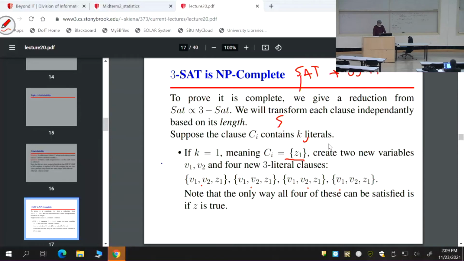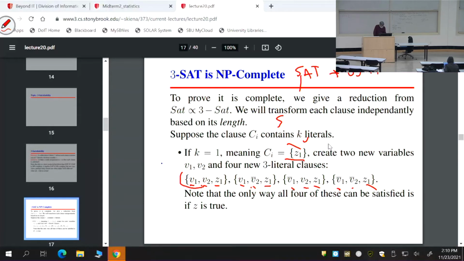What I'm going to do is turn this one clause into 4 3-element clauses. I'm going to make up 2 new variables. I'm going to call them V1 and V2, if that's to be catchy. And my 4 clauses are going to be, one element is going to be this Z1 in all of them, and it's going to be all 4 possible patterns of negated and not negated.